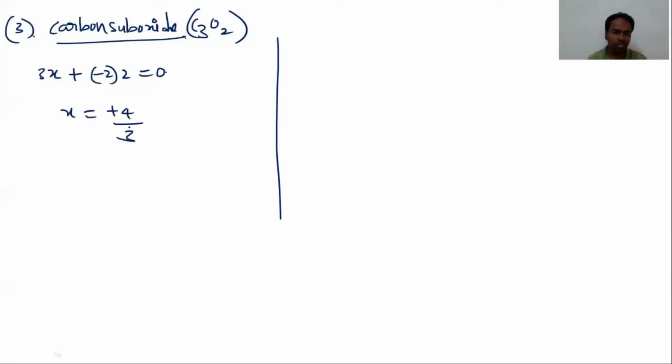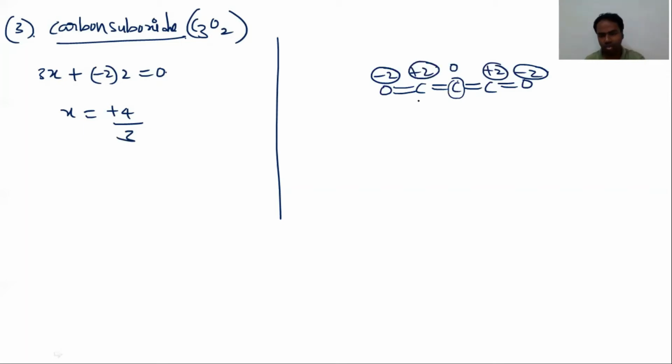Let us see how it is +4 by 3. If you see the structure of C3O2, the middle carbon is bonded with 2 other carbon atoms. So between 2 similar atoms, no contribution of charge, it is 0. Then this oxygen is -2, this oxygen is -2. Then this carbon is +2 and this carbon is +2. So these 2 carbons are terminal carbons. They exhibit the +2 oxidation state, but the middle carbon has 0 oxidation state.